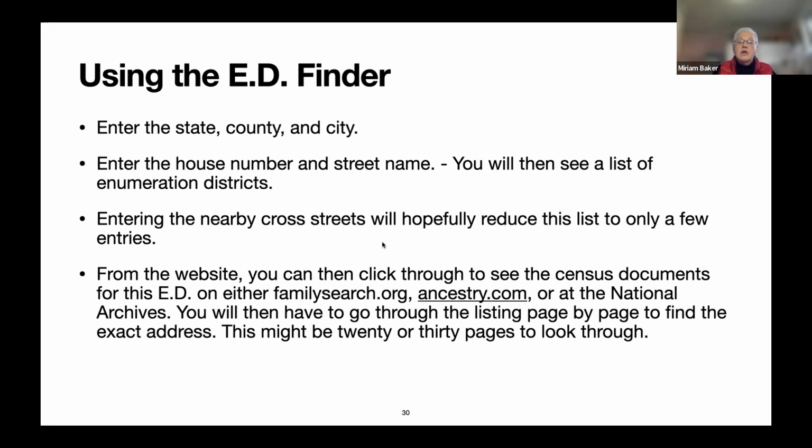And then you can click through and actually see the census documents for that enumeration district. But then you have to page through page by page till you find the one you're interested in. And they're often 20 or 30 pages to look at.